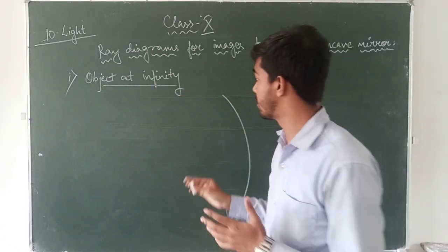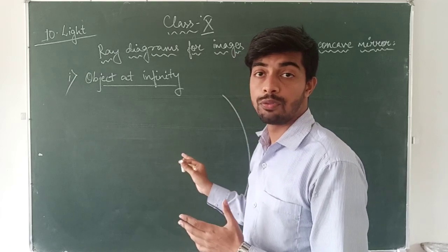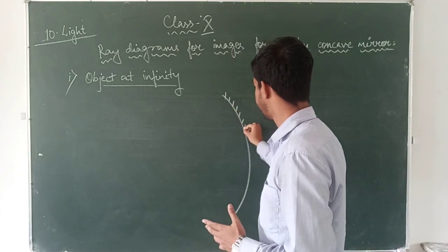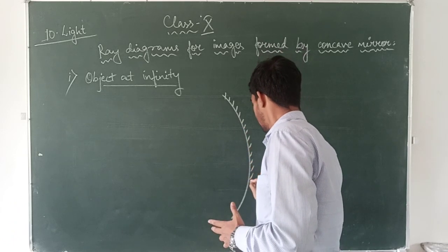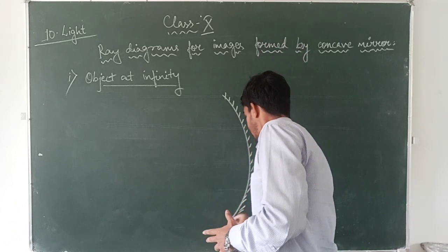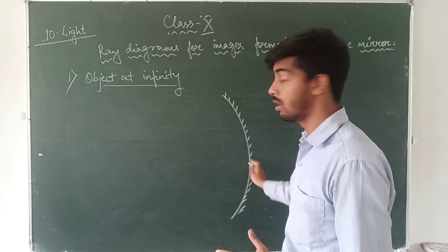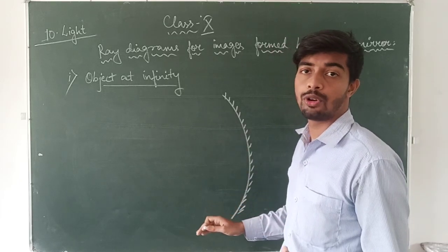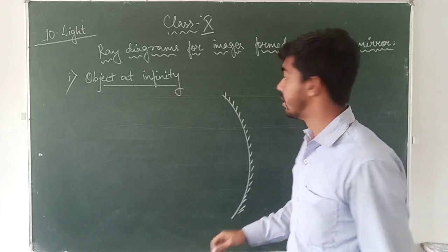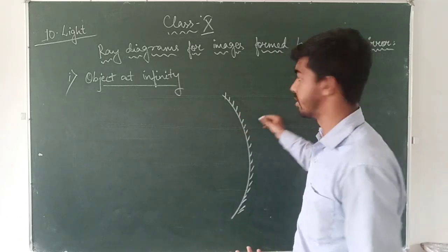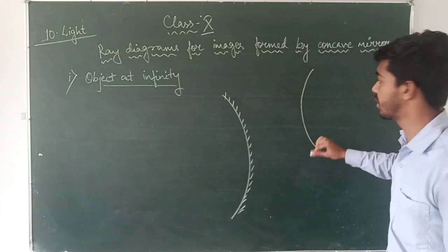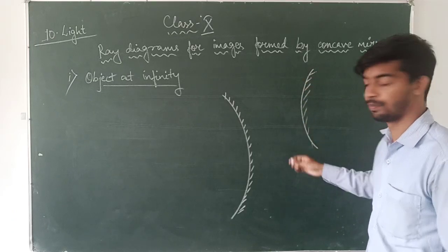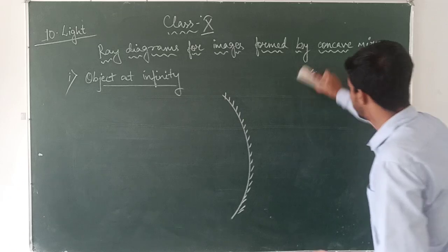If I am drawing a concave mirror, this time I have to shade here. That means this is the painted part of the mirror and this is the reflecting part of the mirror. And if I am drawing a convex mirror, then accordingly I will change the shape. For example, a convex mirror will look like this and the shaded part will flip, which you don't need now.